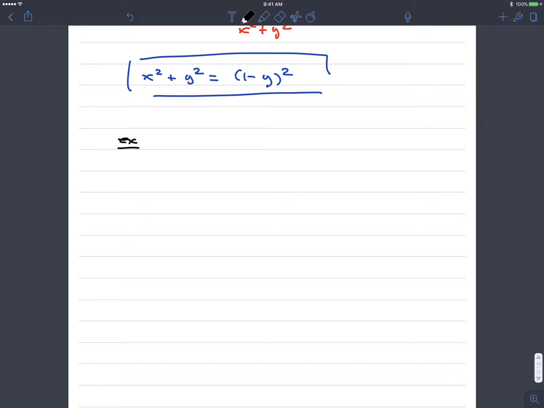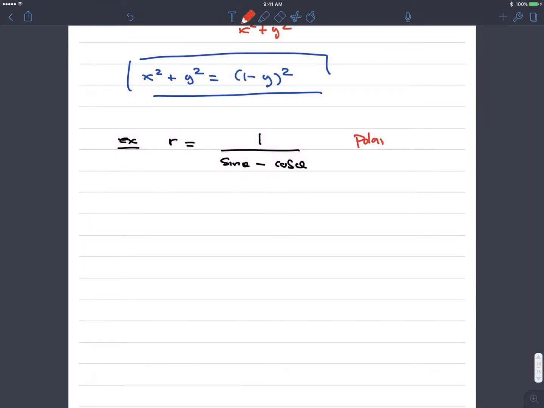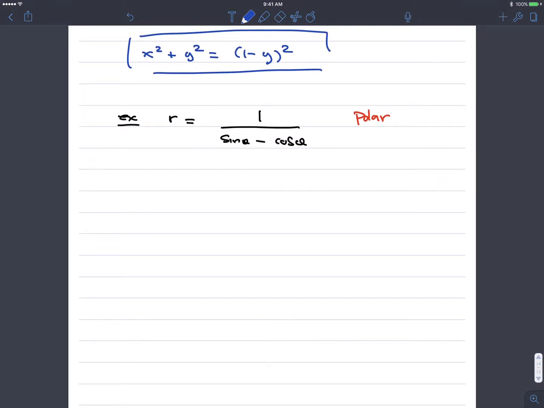Here's another example. They give us a polar equation, r equals 1 over sine theta minus cosine theta. We're going to take a look to see what this is equivalent to in rectangular coordinates. So r is 1 over sine theta minus cosine theta, and we're going to multiply both sides by sine theta minus cosine theta.